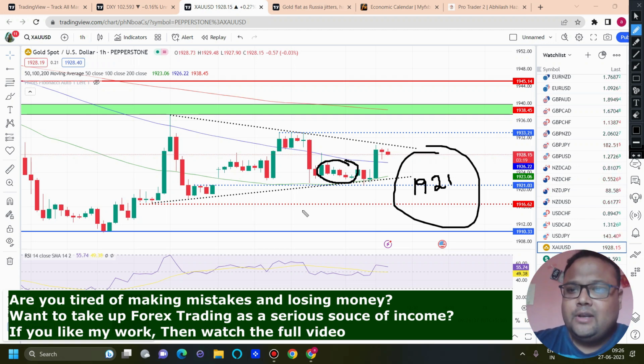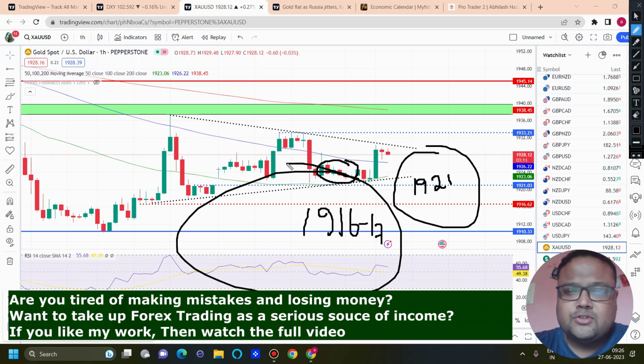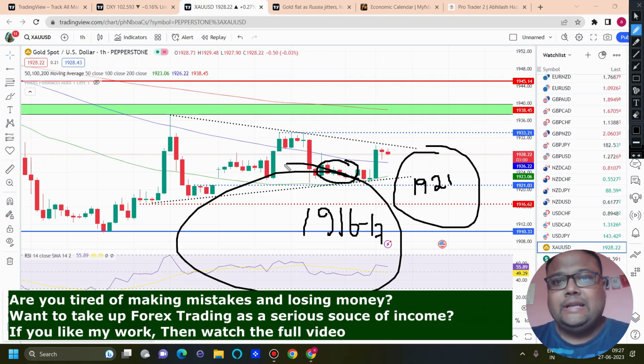1921, then we have some support around 1916 to 1917. This is also a minor support. So see, in a market condition like this, whenever we have many levels, yes, levels are very much present, but are they good ones? No, these levels in between the chart are not very strong.